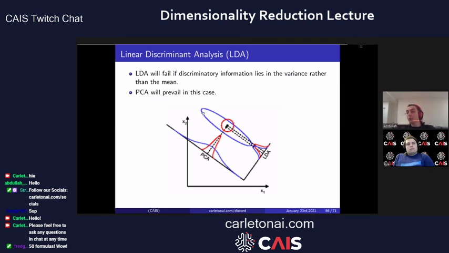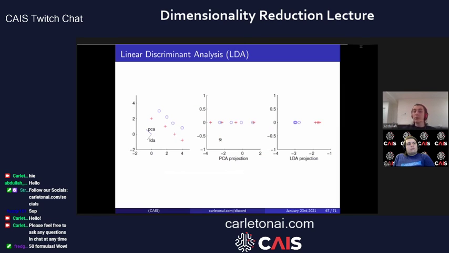LDA will try to project these two data sets, these two classes, to maximize the distance between the means, and you will end up with this data on the LDA basis vector, where it's very hard to separate this data. It's very hard to separate the two classes. However, PCA will try to project the data to maximize the variance, and you will end up with this projected data, where it's much easier to actually separate the two classes, right?